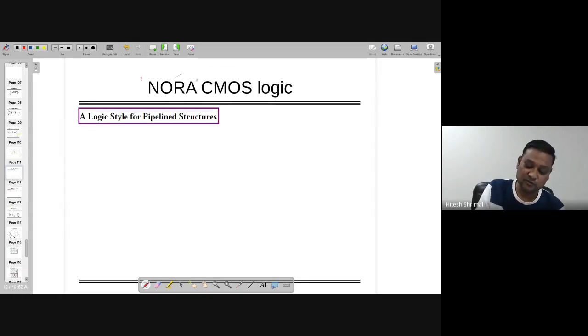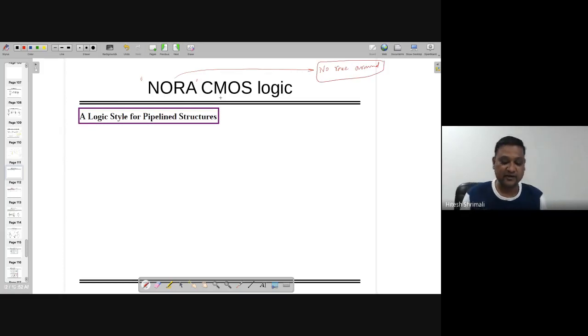NORA is no race around condition. So there is no race around when you are using this particular thing in computing for the pipeline structure. Look, we are talking about the pipeline.